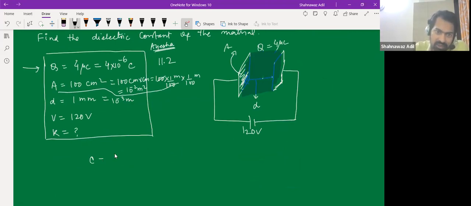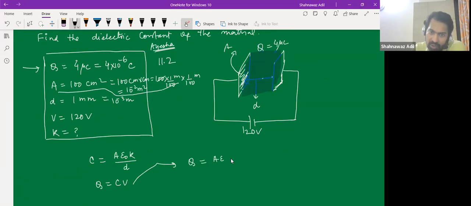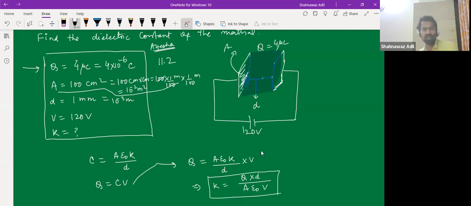We know that C is A epsilon naught K by D. And we also know that Q is C V. So using this, Q is A epsilon naught K by D into V. So K would be Q into D divided by A epsilon naught into V. So this would be the dielectric constant. Right, guys? Clear?